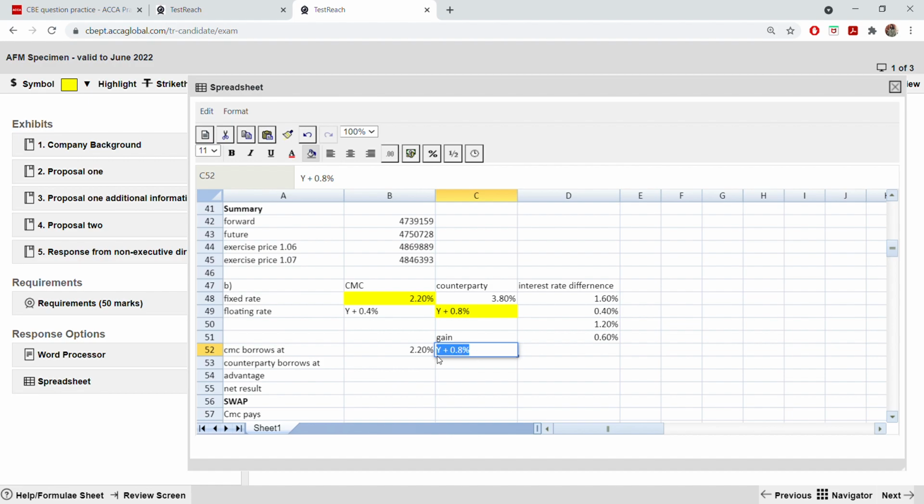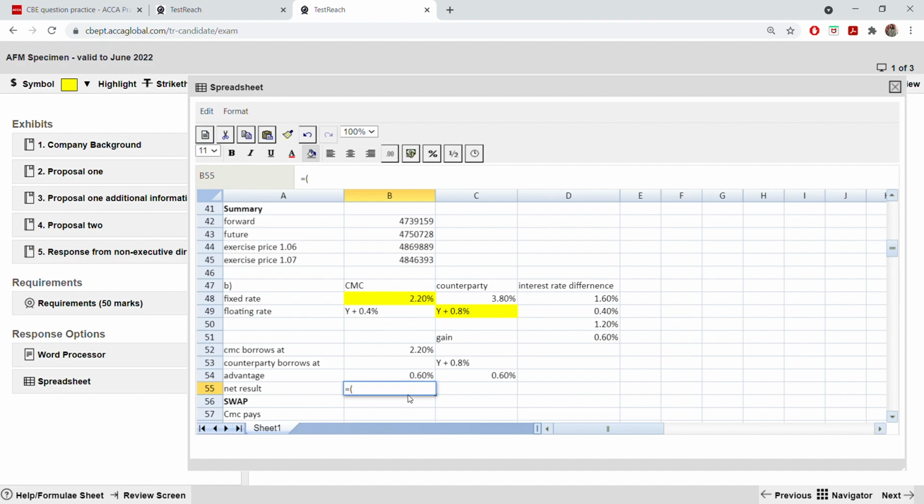This is wrong. It should come here. So the advantage is 0.6% or you can write 60 basis points. It's the same thing. Net result. What is the net result? Your before swap minus your gain. So before swap you are taking this Y plus 0.4 minus your gain.